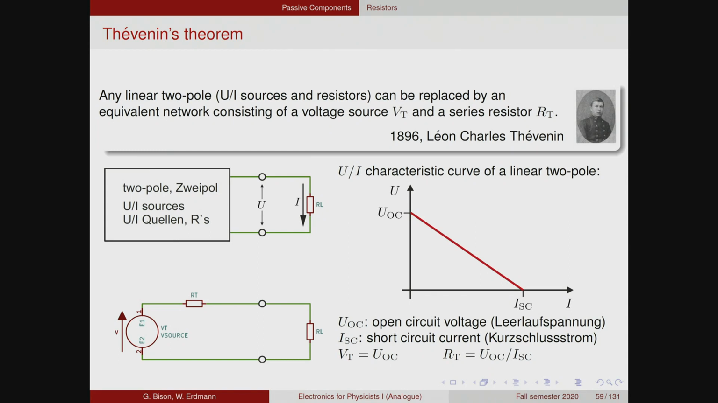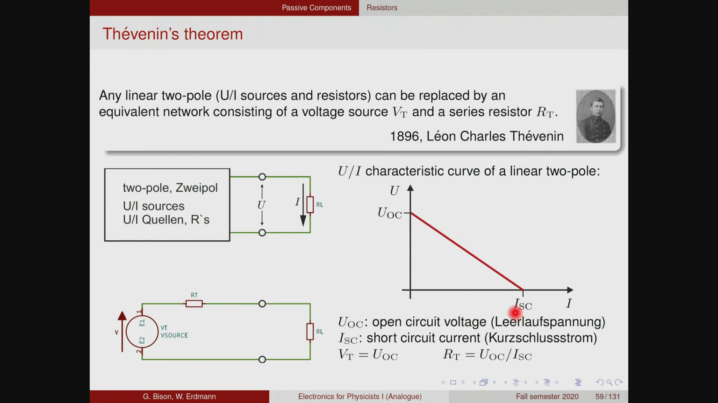And Thevenin even tells you what the voltage of the voltage source and what the value of the resistor has to be, or at least tells you how to gain those values. The voltage simply is gained in the situation when there is no current flowing. This means we apply an infinite resistor here and measure the voltage. And this is called the open circuit voltage. Infinite resistor is open circuit.